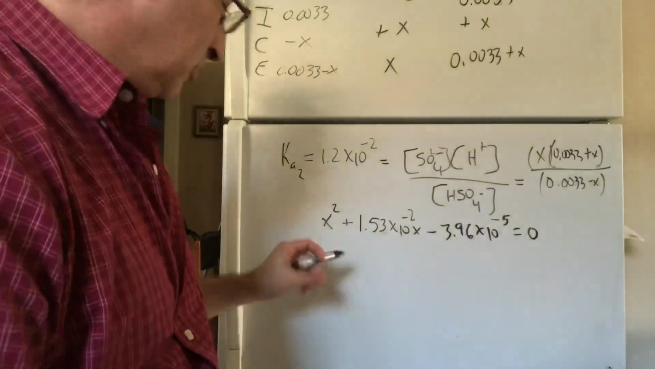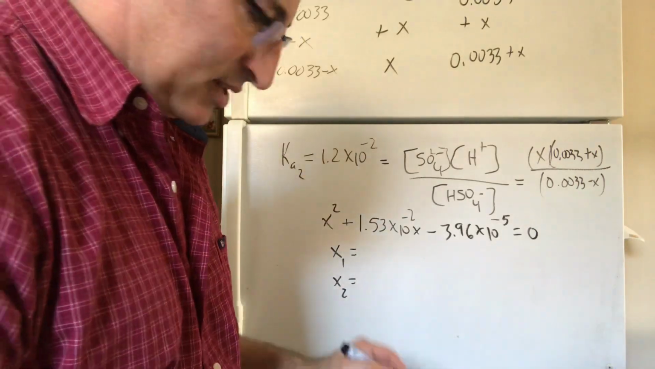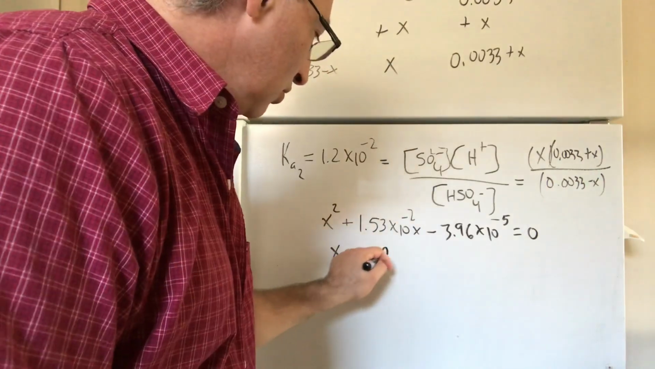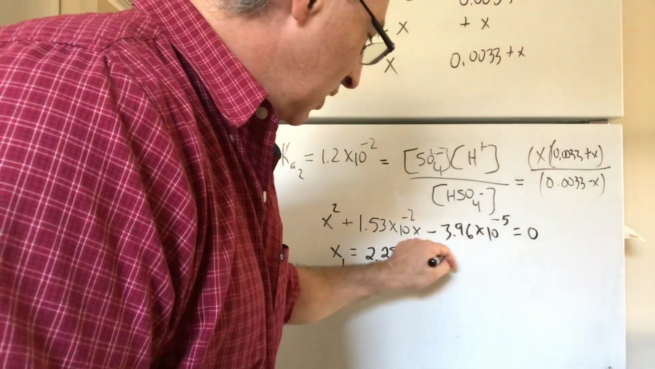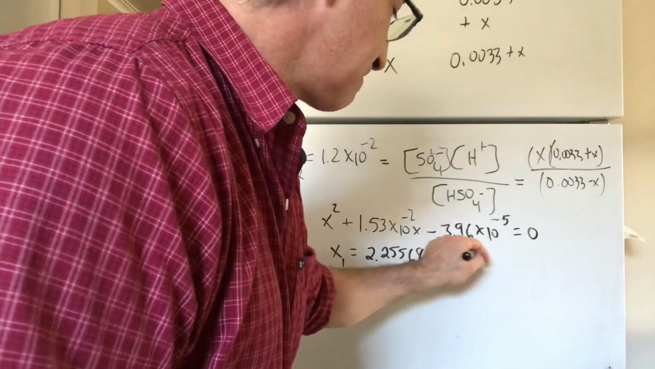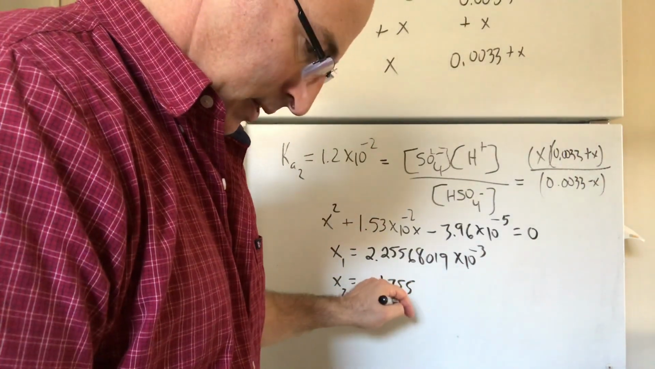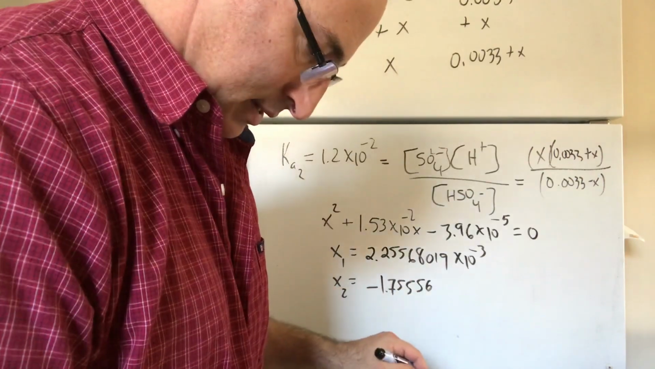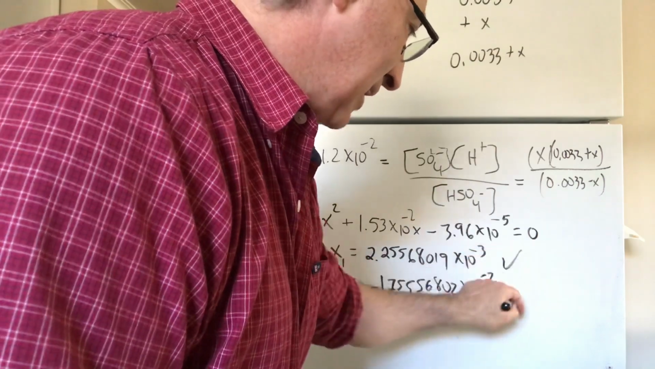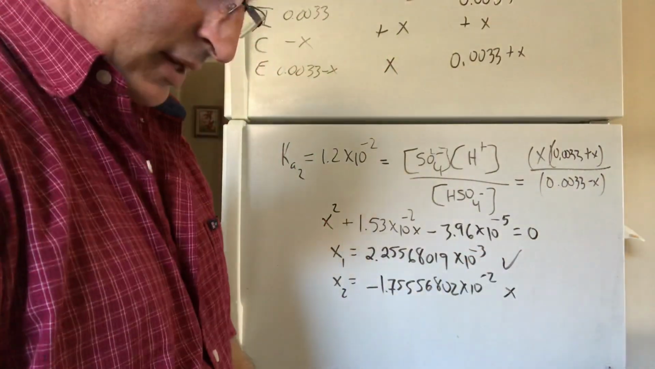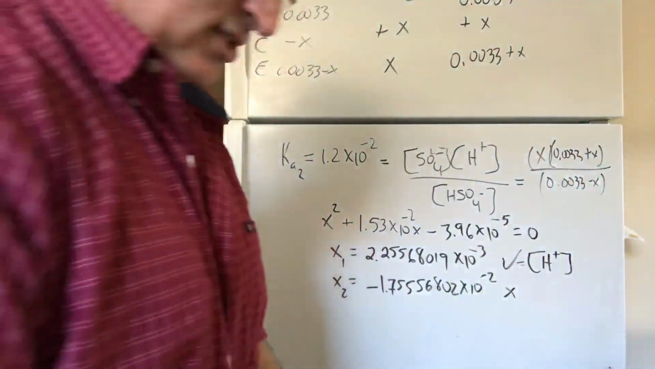That gives you a trinomial. You plug that into the quadratic formula, and you're going to get two answers. The first answer is going to be 2.2568019 times 10 to the negative 3. And the other answer is going to be negative 1.7556 times 10 to the negative 2. So the first is the correct answer. The other is not possible because it's negative. This is the H+ concentration from the second dissociation.